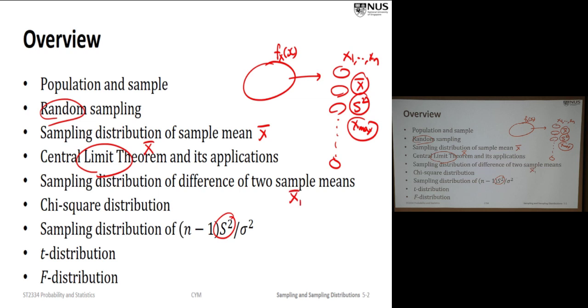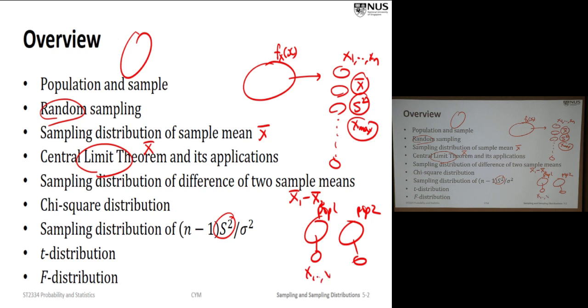Then x1 bar minus x2 bar from two populations. For each population, I take a sample. So let me repeat. For this case, I have two populations, population 1 and population 2. Each one I take a sample. I call them x1 up to xn1, y1 up to yn1. I can compute x bar and y bar. So I'm looking at how the difference of these two means behaves.